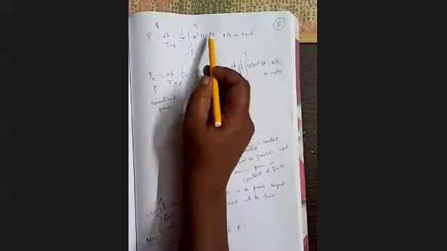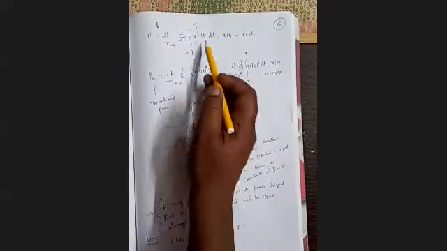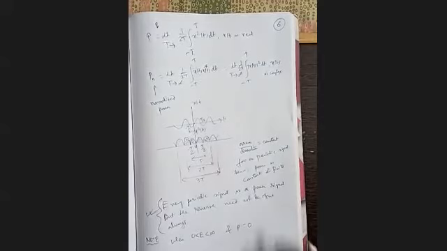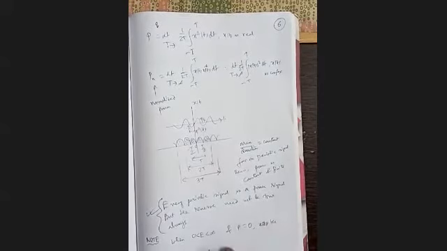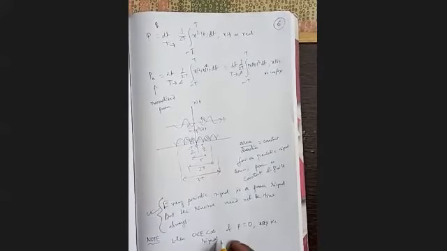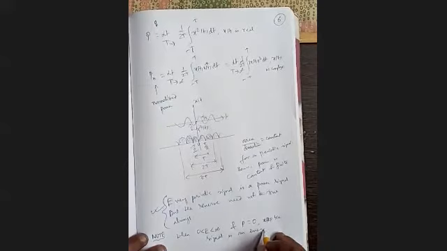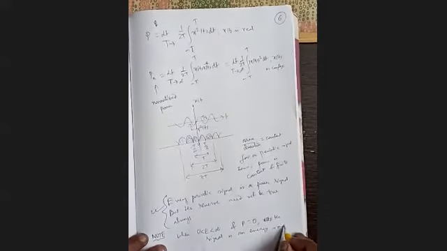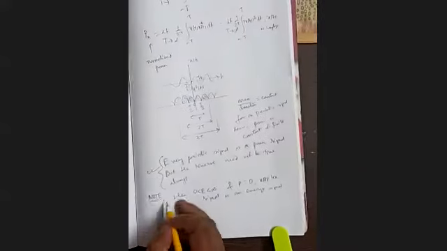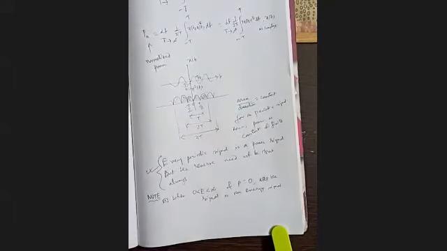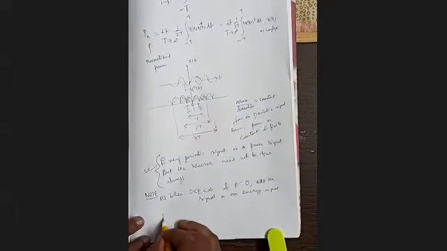Now note that when energy is finite, okay, finite by infinite. So power will be what? Power is zero. So when energy is finite and power is zero, then x(t) is an energy signal. Clear?